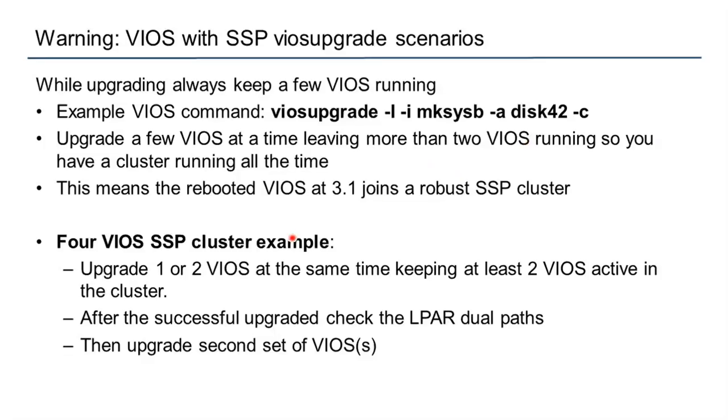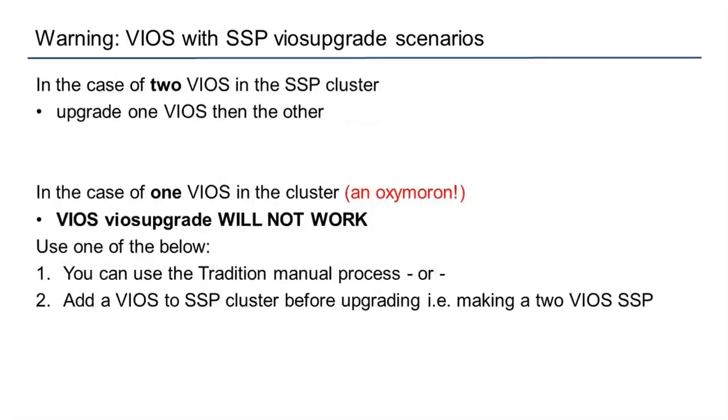If you've got a very small pool of 1 or 2 VIOS servers, then you should do one and then the other. If you've only got a VIOS server shared storage pool with 1 VIOS server, it's a cluster, but that's an oxymoron, a cluster of 1, then this VIOS server upgrade won't work, because when it comes up, there won't be a shared storage pool to join.